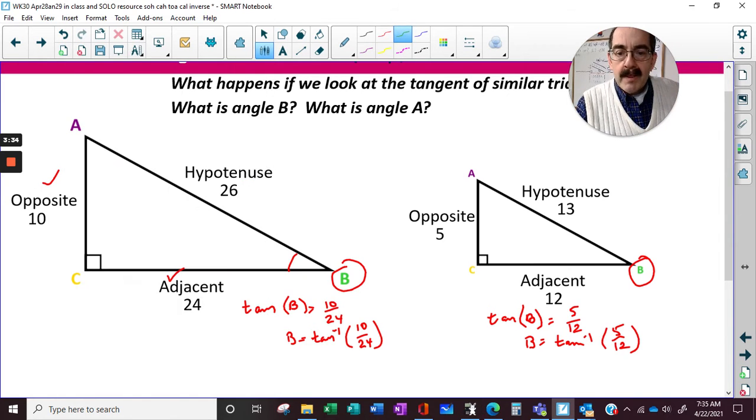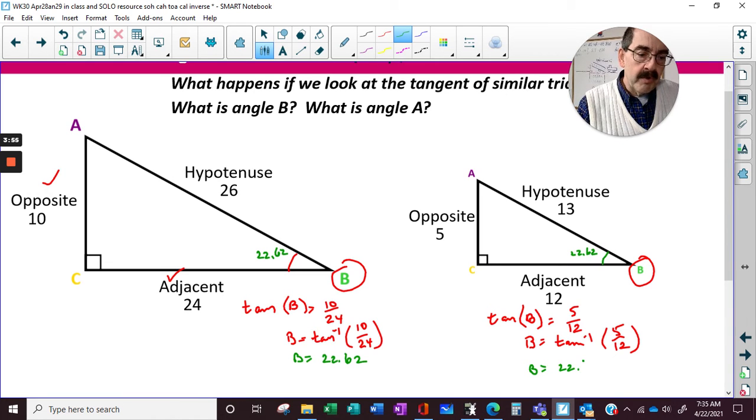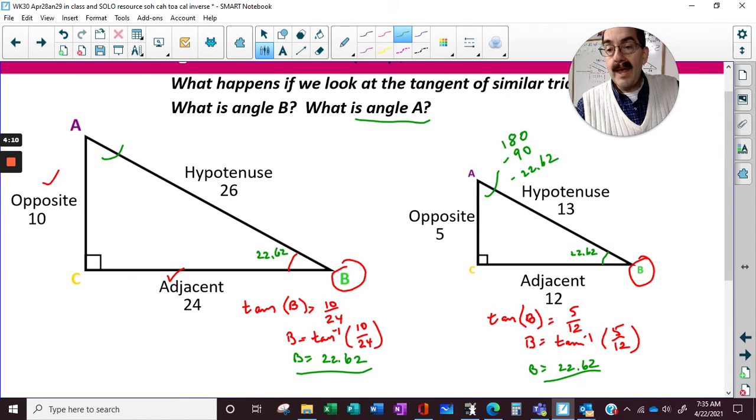So let's take a moment and write that. B equals 22.62. And angle A is just 180 minus the 90 minus the 22.62.